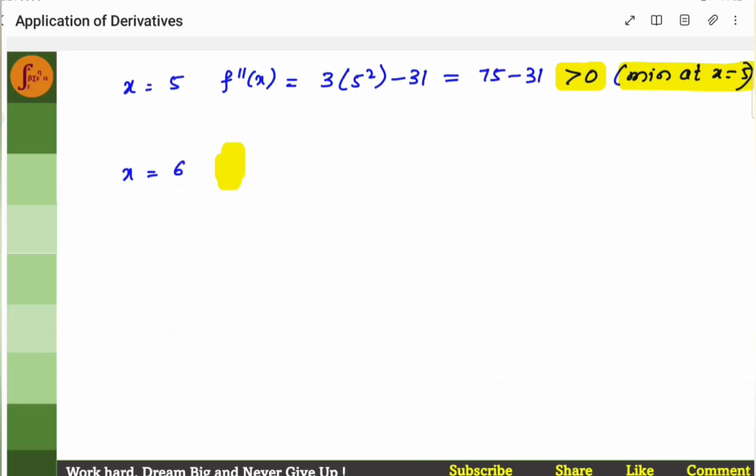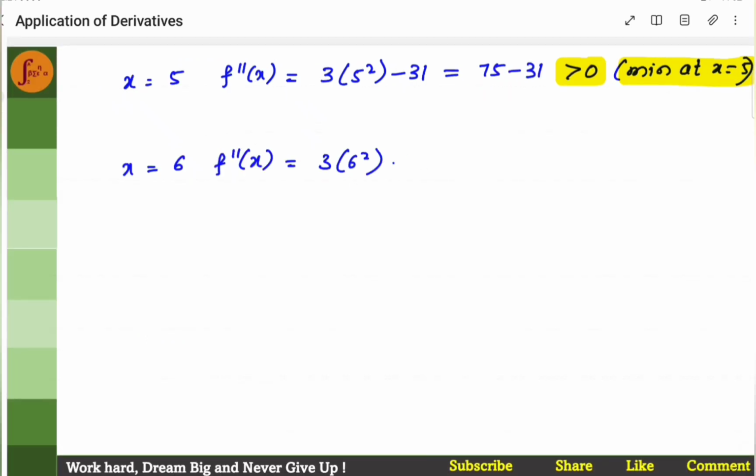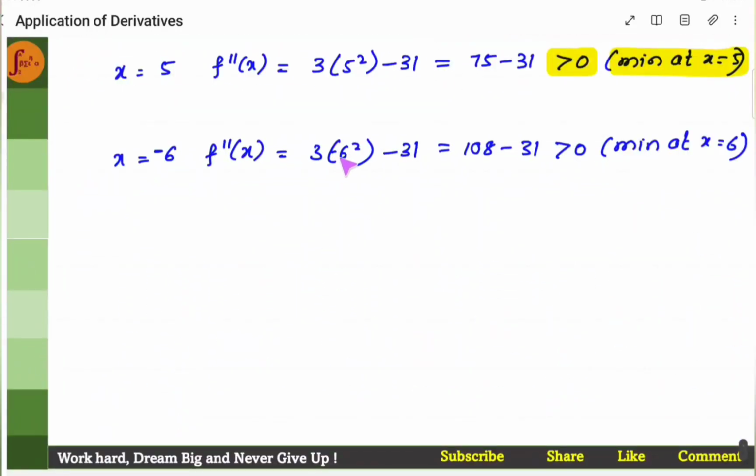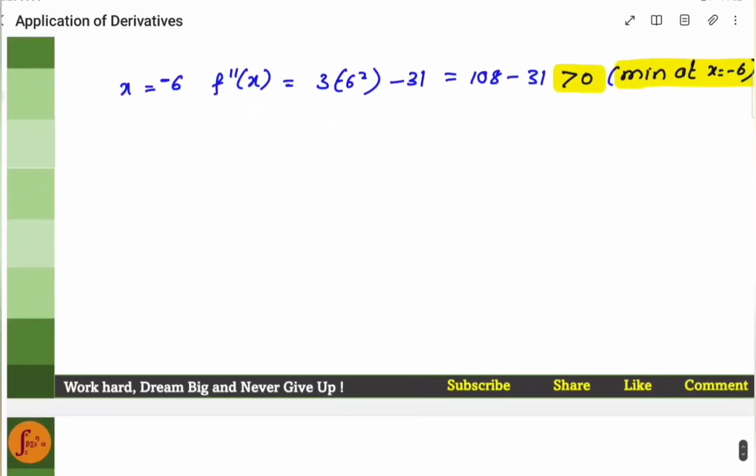At x is equal to 6, we'll get 3 into 6 square minus 31, which is 108 minus 31. Again, this number is going to be greater than 0, which means it is minimum at x is equal to 6. Oh, it is x is equal to minus 6. I forgot to put minus. Anyway, even if I put minus, 6 square is plus only. So it is minimum at x is equal to minus 6 because it's greater than 0. So now we have figured out if the function is minimum, maximum. Now we'll have to go to step 4. What is step 4? Last step. Find out the value.